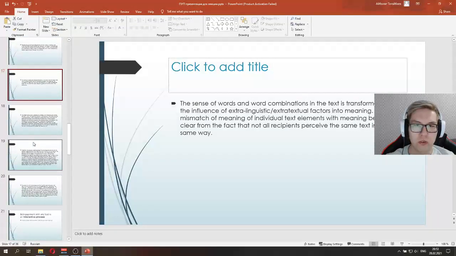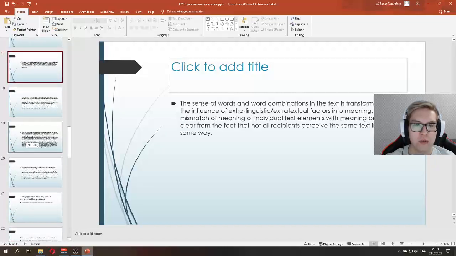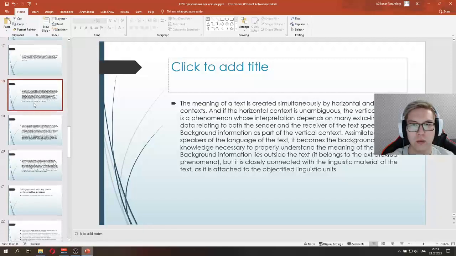The sense of words and word combinations in the text is transformed under the influence of extra-linguistic or extra-textual factors into the meaning. The mismatch between the meaning of individual text elements and the meaning of the whole becomes clear from the fact that not all recipients perceive the same text in the same way.